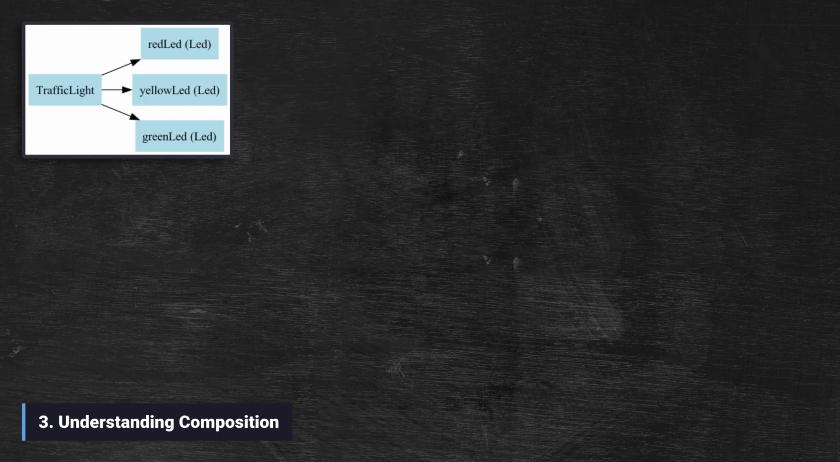Why use composition? By embedding LED objects inside the traffic light, we encapsulate all the hardware details. The traffic light class acts as a high-level manager, telling the individual LED objects when to turn on or off without needing to know which pins they are connected to.